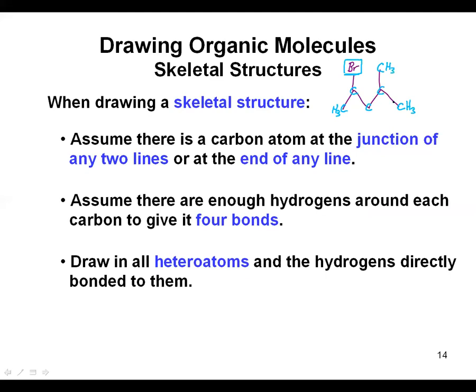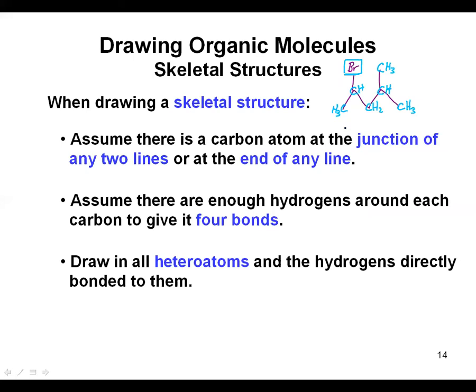This guy has 1 line, 2 lines, and 3 lines coming in. He actually just has 1 hydrogen attached. This guy has 2 lines coming in, which means he would have 2 hydrogens attached to it. This guy here where the bromine is has 3 lines, which means he technically would have 1 hydrogen.